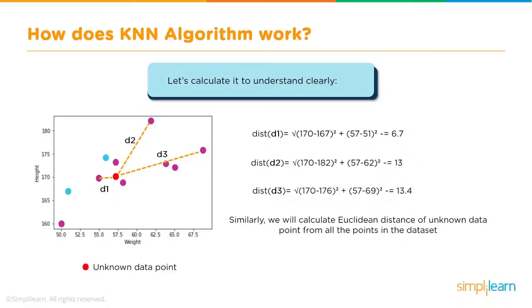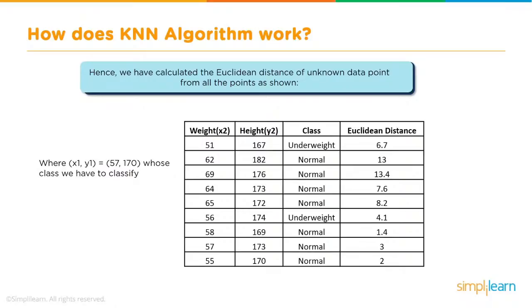And because we're dealing with a small amount of data, that's not that hard to do, and it's actually pretty quick for a computer. It's not really complicated math, so you can just see how close the data is based on the Euclidean distance. Hence, we have calculated the Euclidean distance of the unknown data point from all the points as shown, where x1 and y1 equal 57 and 170, whose class we have to classify. So now we're looking at that, we're saying, well, here's the Euclidean distance. Who's going to be their closest neighbors?